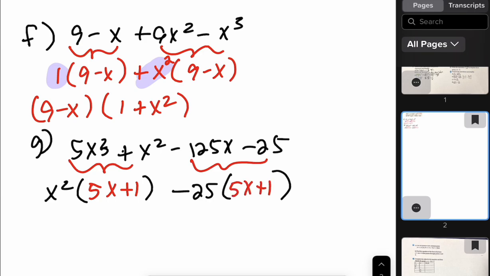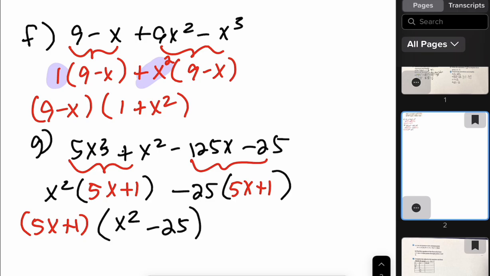Now you can check by doing distribution again. You better get what was sitting on the page. In my parentheses, do I see the same thing? Do I see the same thing in both parentheses? Yes, that means my grouping method worked. Because now I'm going to take out the 5x plus 1. Now what's left when I do that? Well, the x squared is left for the front. The negative 25 is left in the back.